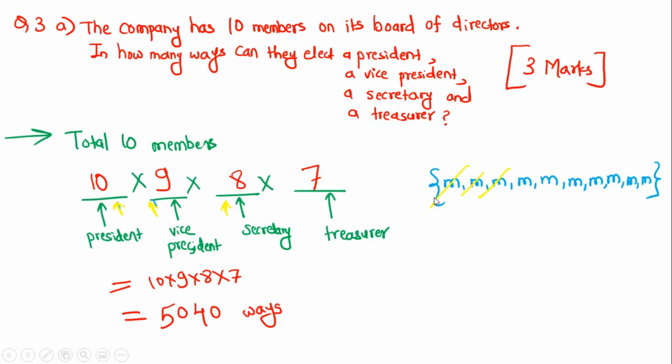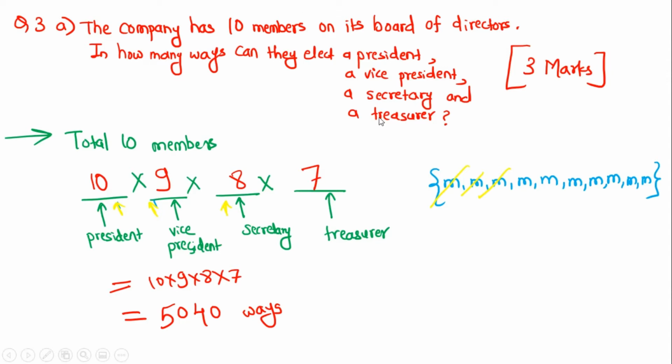Among the 10 members, one member is already selected as president. We don't know which member, but that one is selected. So we are left with only 9 members, and from these 9 members you can select anyone as vice president. Now this position is also filled. 2 members are already consumed, and their positions are already considered. Now we are left with only 8 members. For the selection of secretary, among 8 members, we can select anyone. So for the secretary position, we have a total of 8 choices.